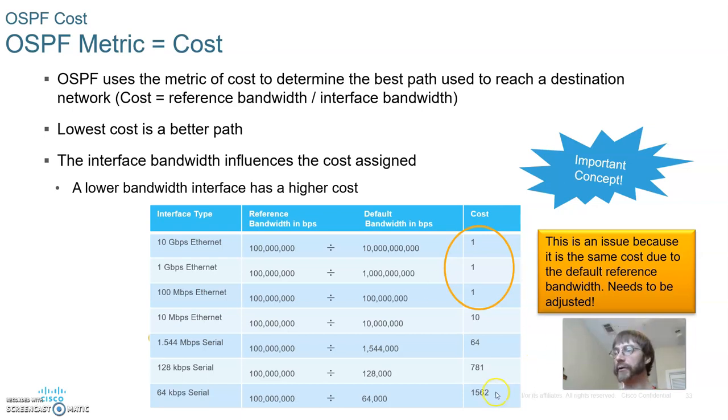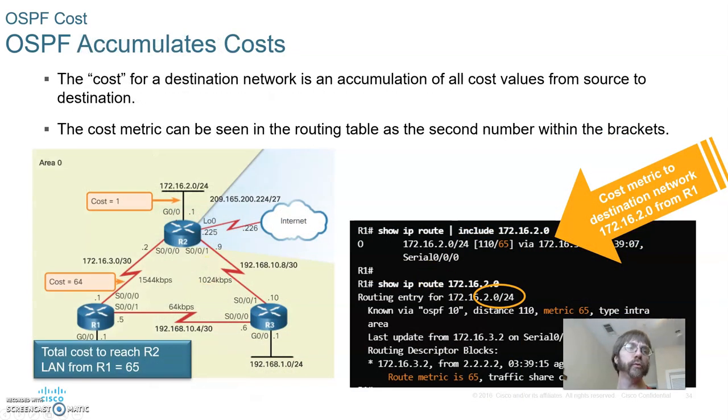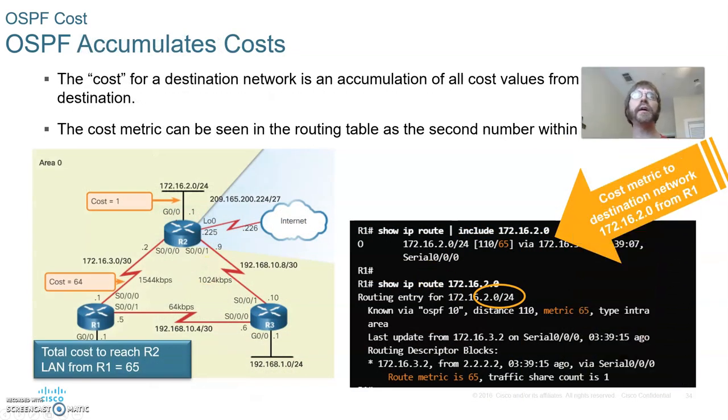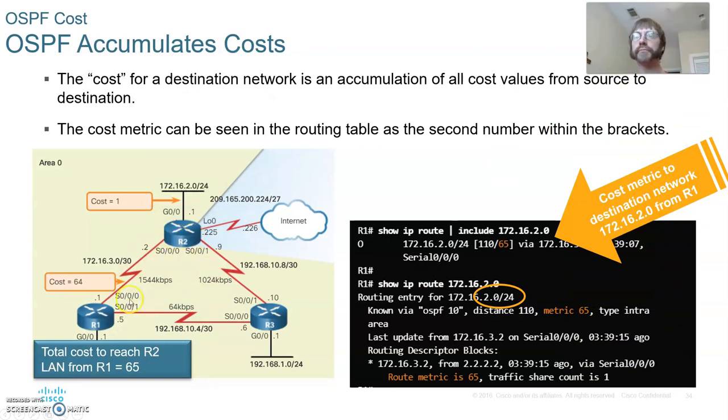So, as I said, OSPF accumulates cost. So let me move myself here. Okay, so OSPF accumulates cost. So your cost, say, for example, from LAN R1 to reach this LAN over here, if you've got a cost of 64 for this T1 line here, and a cost of 1 for this gigabit interface here, your cost is 65, which shows up right here in the show IP route statement.